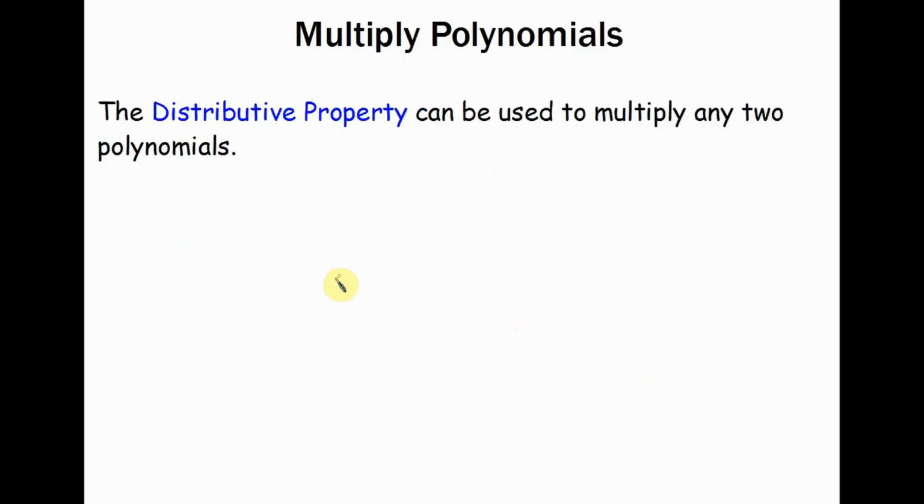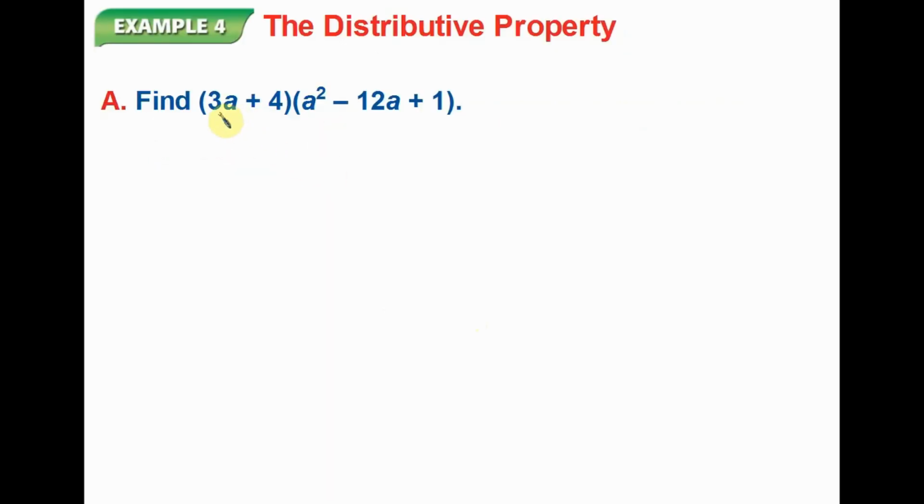For the next 2 slides, we'll be explaining why I'm not a big fan of the FOIL method, because it has limitations. If you are dealing with more than binomials for your polynomials, you will still use the distributive property, which results in multiplying more than twice. Example number 4, in this case, you're multiplying a binomial with a trinomial. So this one doesn't work with the FOIL method because you have more than 4 terms. In this case, just stick with the distributive property.